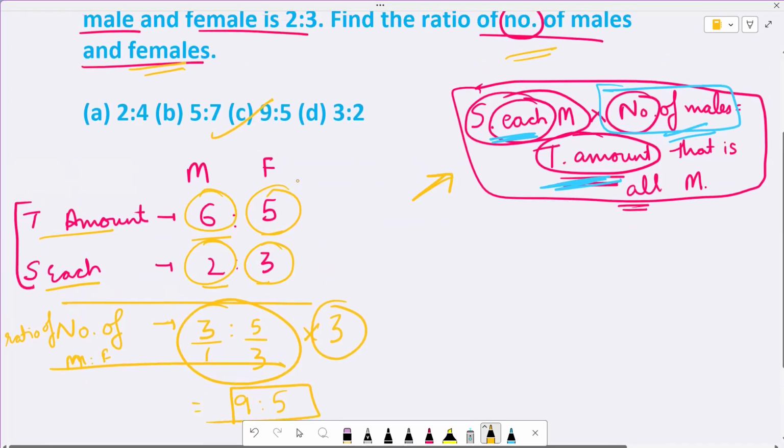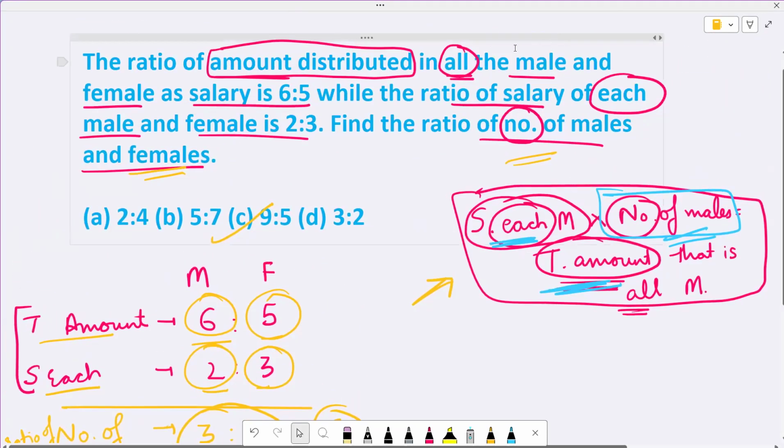So this question was pretty basic and I hope you all understood this. Thank you.